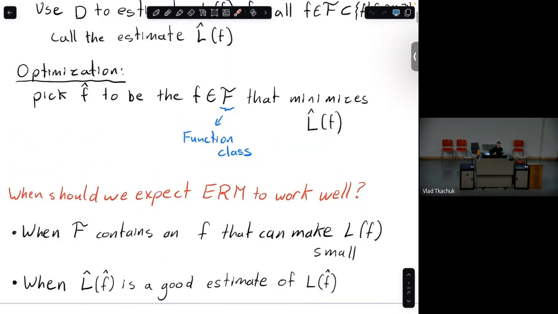So here are the two things: we can expect ERM to be good basically when this function class really does contain a function that makes the true expected loss small, right? That should be intuitive.